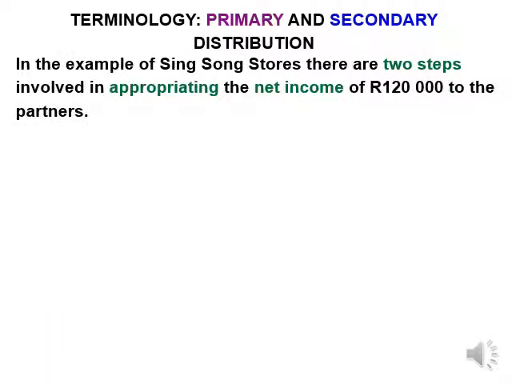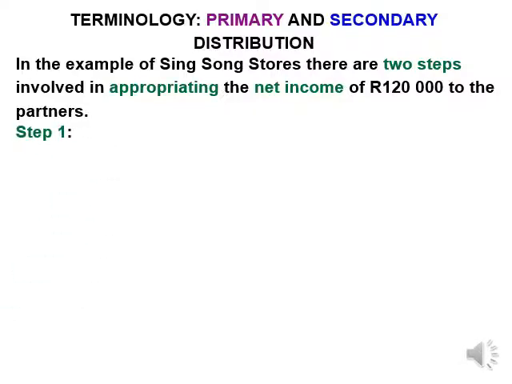In the example of Sing Song stores, there are two steps involved in the appropriating of the net income of 120,000 to the partners. So when we share, remember we said the interest on capital and the salaries to the partners is part of a fair split of the profit. So there were two steps here.